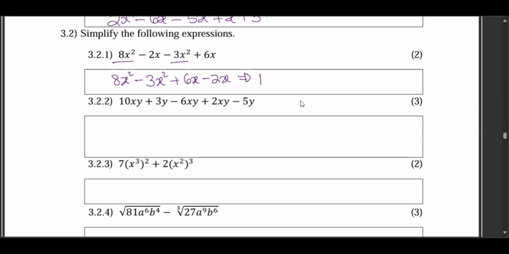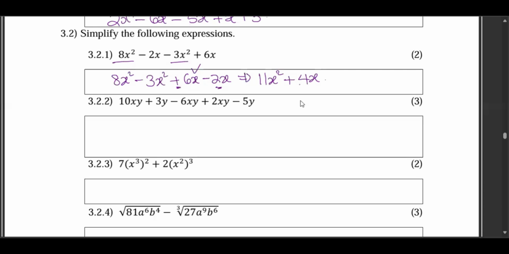It becomes 11x squared plus 4x. Why do we get plus? Sorry, it's a plus. This is a positive number affected by a negative, and the positive number is bigger than the negative, so you get a positive.